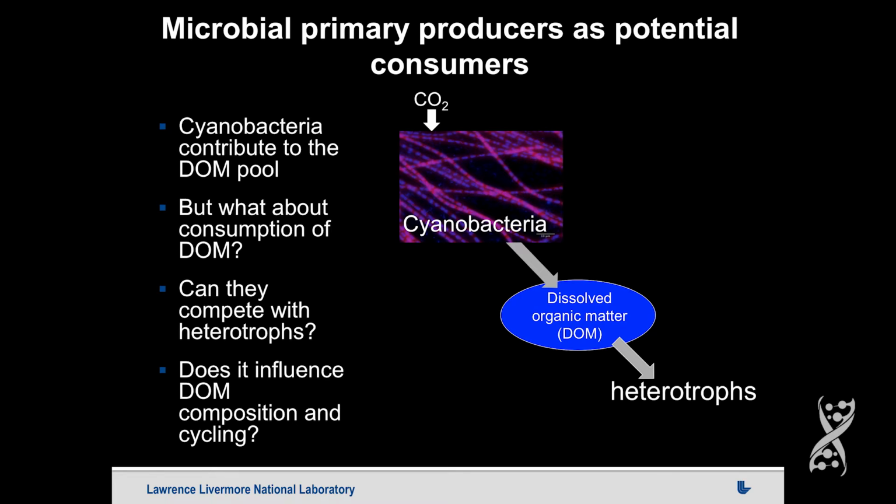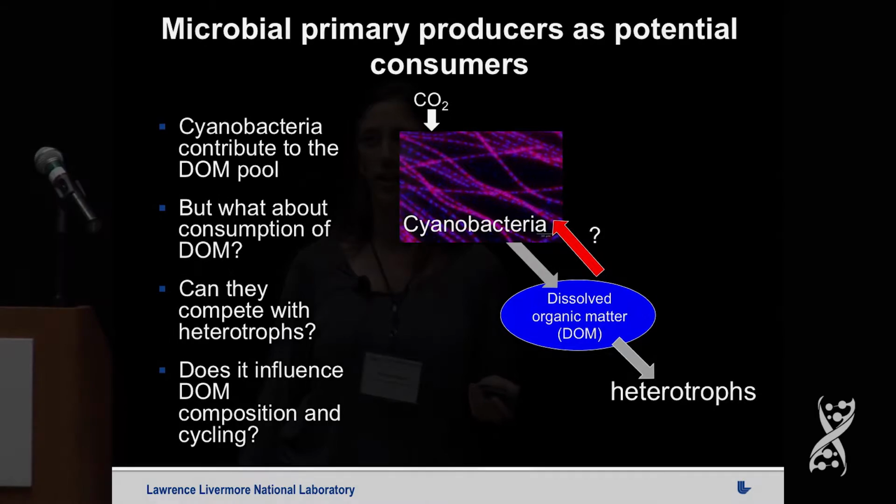But what we don't often think about is that for cyanobacteria in particular, and other microbial primary producers, the arrow can go the other way. And these cyanobacteria can be consumers of their own dissolved organic matter. And we know that many cyanobacteria can consume glucose, amino acids, all different kinds of organic matter.